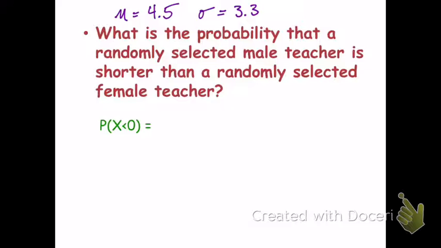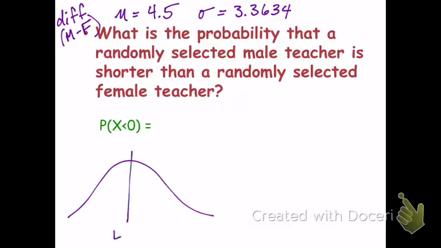What was it? 3.3634. Okay. So these are the only two numbers I am now dealing with. I have forgotten about the individuals. I have now combined them to be the differences, male minus female. And I've got a new normal curve of the differences where the mean is 4.5. So here's my picture.